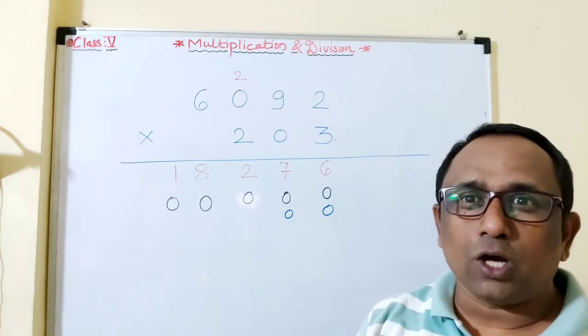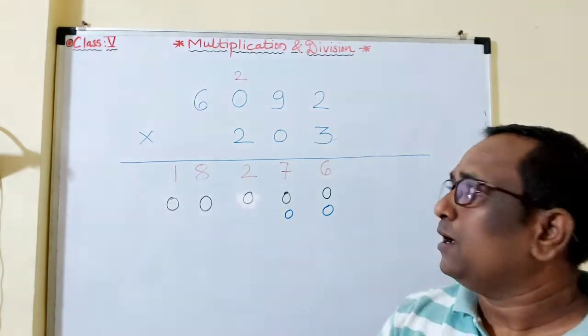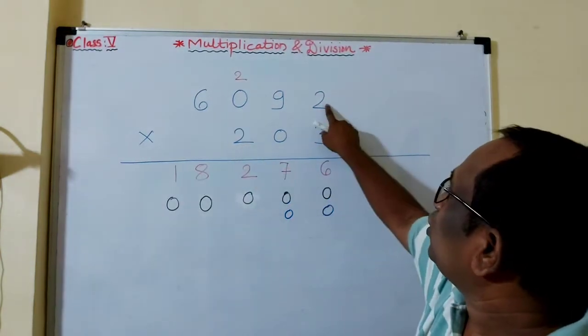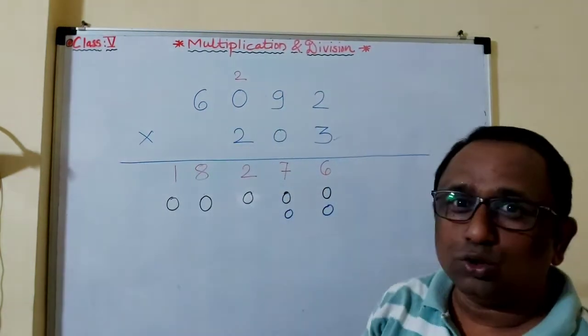In Hindi movie there is a dialogue, एक एक को चुन चुन कर मारना है, like this one. So 2 to 2, 2 to 9, 2 to 0, 2 to 6, चुन चुन कर मारना है.